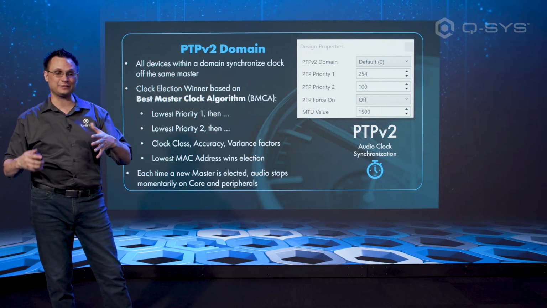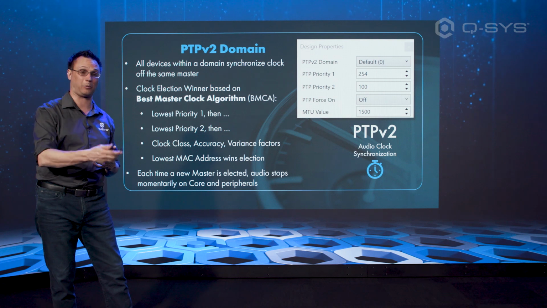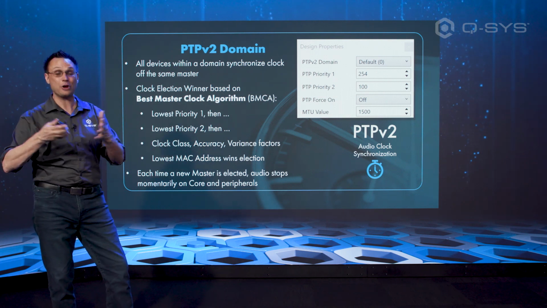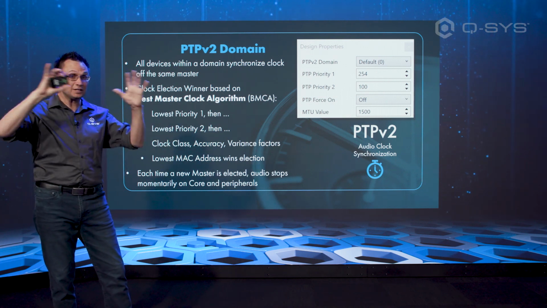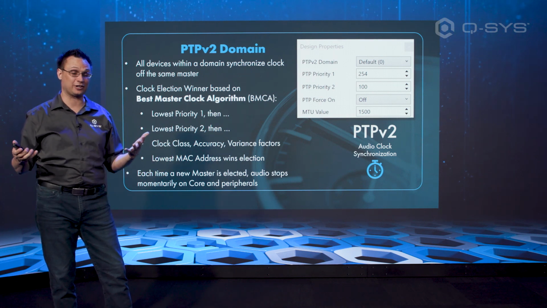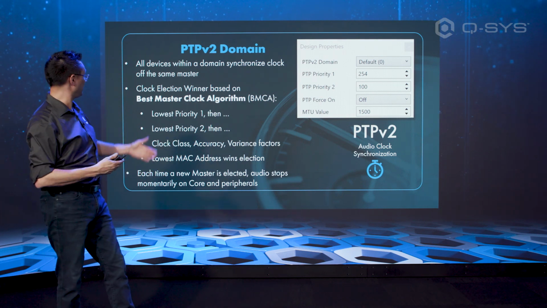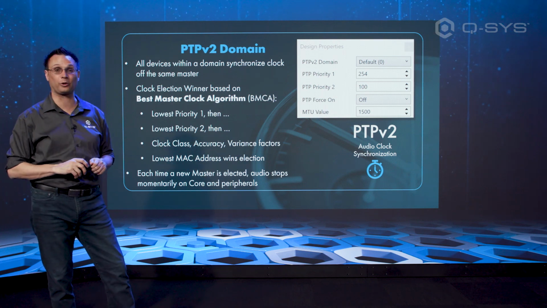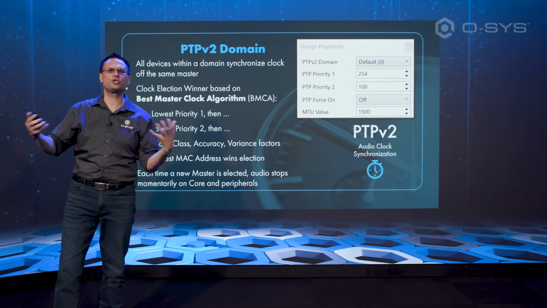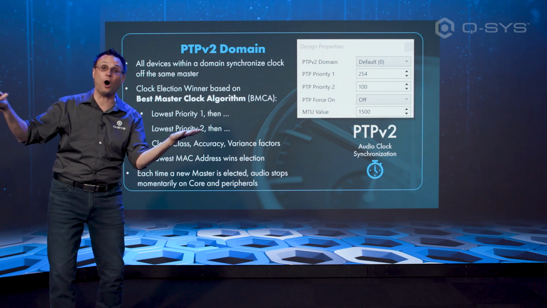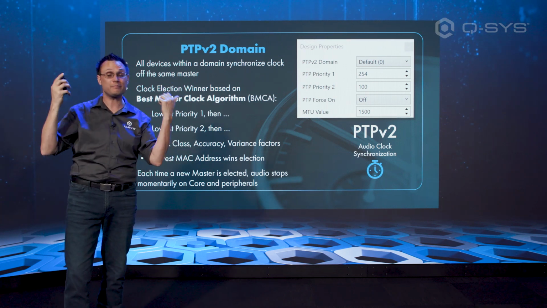Whenever a device is connected to the network, and that could be something very frequent, all of the devices that have PTP configured go through an election cycle where they use this best master clock algorithm. And they determine, hey, who should be in charge?